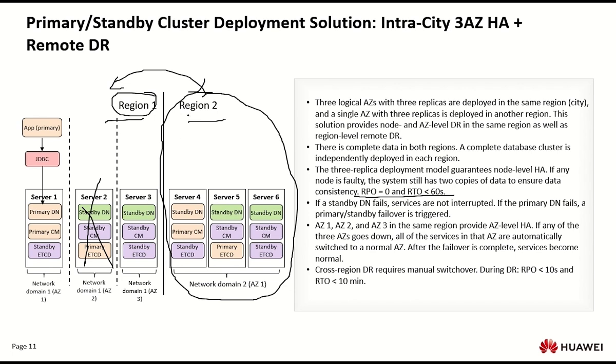However, in case the total region 1, for example, one of the cities, totally has a network disaster or some natural disaster and totally fails, region 2 can be woken up and resume the business. However, since the data replication between region 1 and region 2 is asynchronous, there might be some data loss. In most situations, the RPO is less than 10 seconds. And the RTO, since in this case we also need to manually bring up the service, is less than 10 minutes.